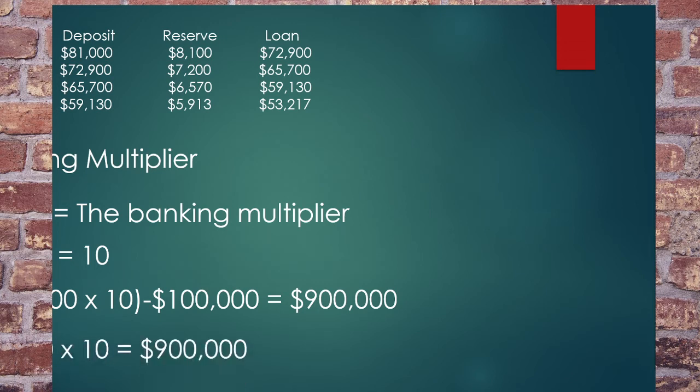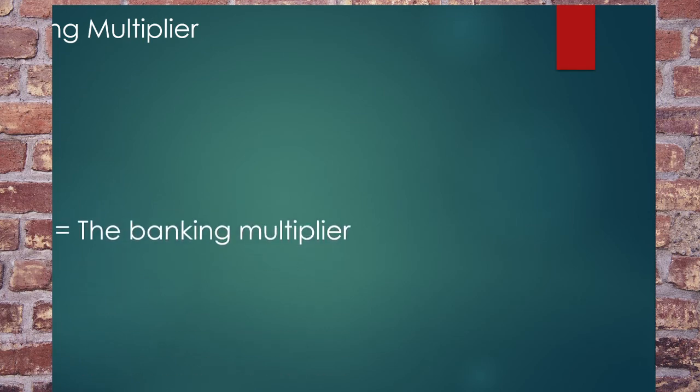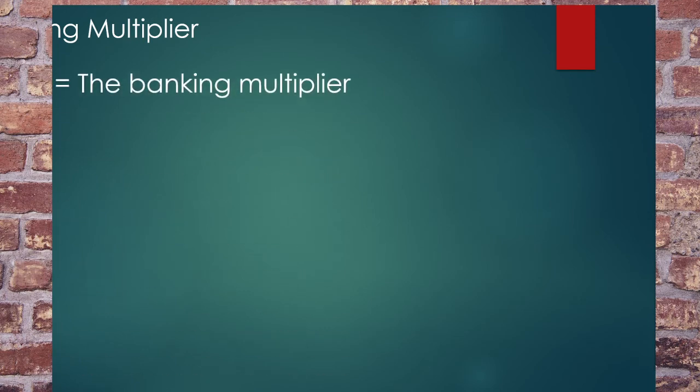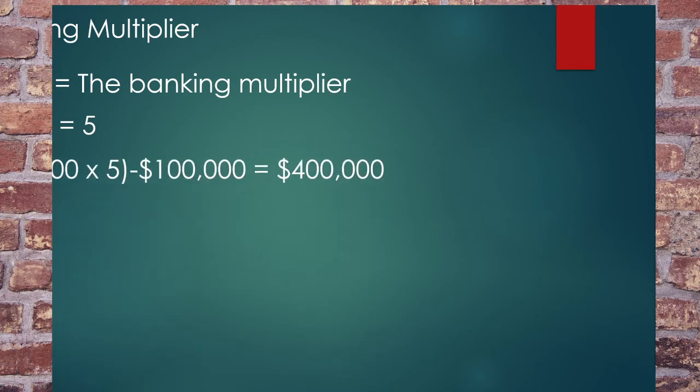Or we could take the excess reserves from the first bank, which was 90,000, times 10, and you get 900,000. Because we did not create 1 million, because the original 100,000 was in the money supply when this all started, right? So let's do a little example here. What if the reserve ratio was 20%, not 10%? That would make the multiplier 5. That would give us 100,000 times 5 minus 100,000, which would give us 400,000.